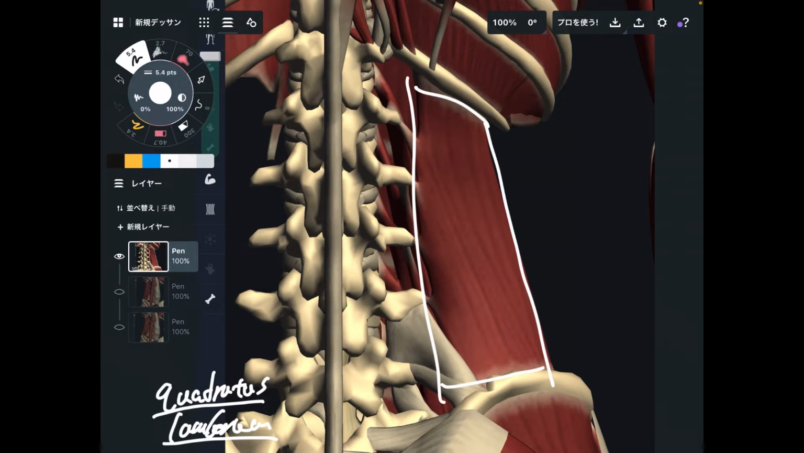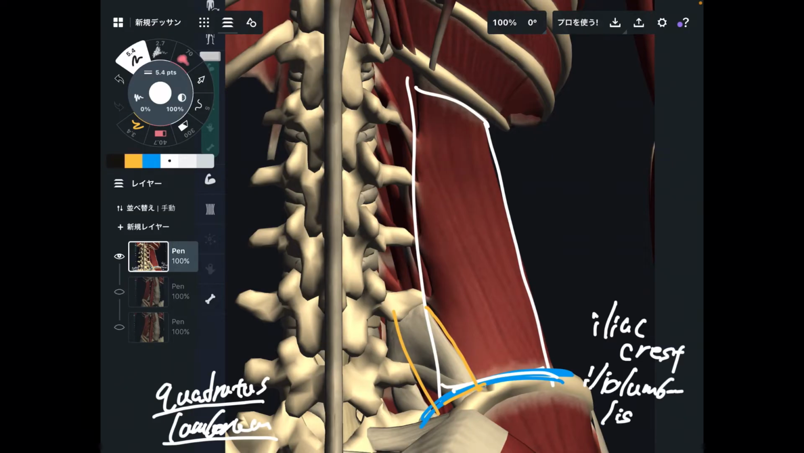Let me explain origin first. Origin is inferior part. This part is origin. This part is iliac crest. Then one more place, that is ligament. This ligament, this is very important. This one is iliolumbar ligament. This ligament connects lumbar spines and ilium.